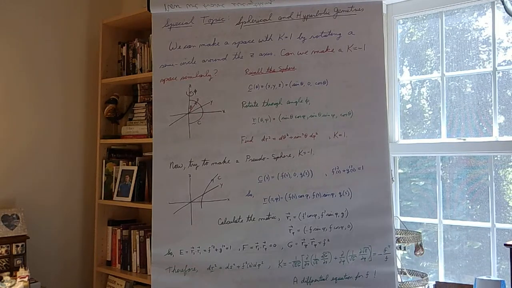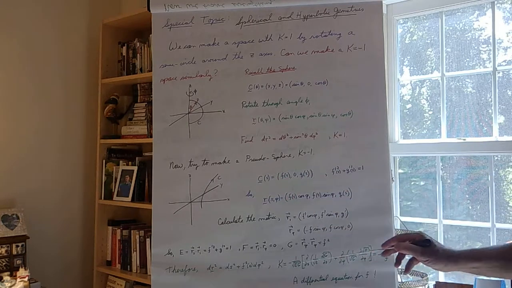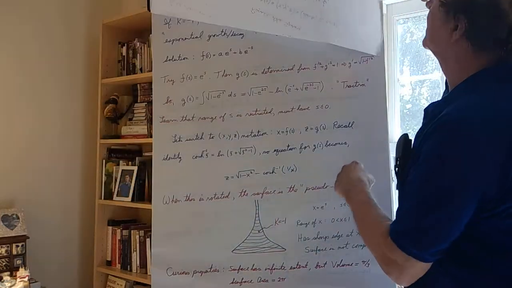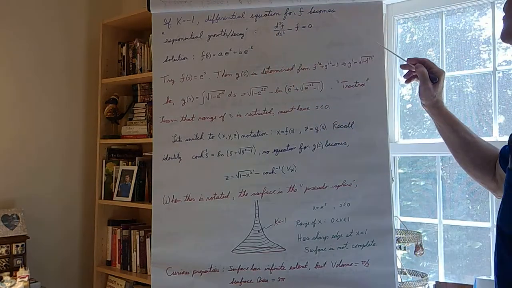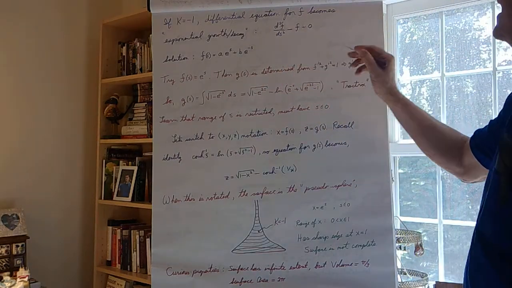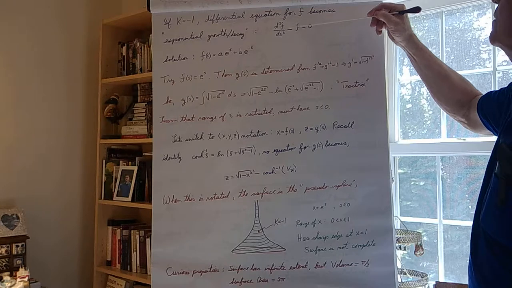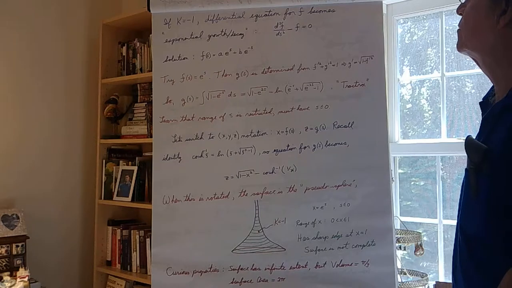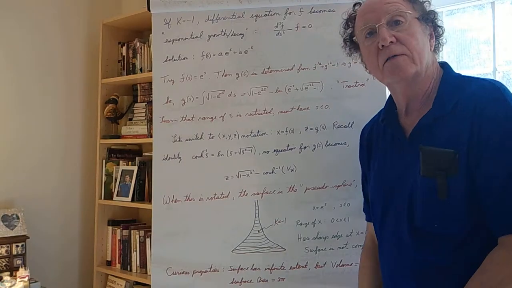So now I'm going to view this as a differential equation for f. I'm going to ask, what is the shape of this curve so that K is minus 1? So I'm turning the problem around a bit. If K is minus 1, the differential equation for f becomes an exponential growth or decay equation. I'm just writing it out from the previous page. K is minus 1, the coefficient here is minus 1, and so this is just the equation for exponential growth or decay. The solutions are exponentials. I had to choose boundary conditions.